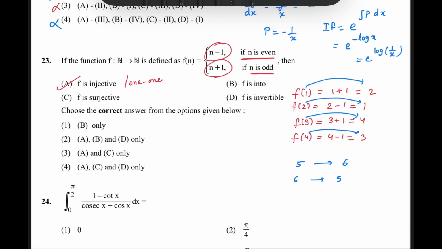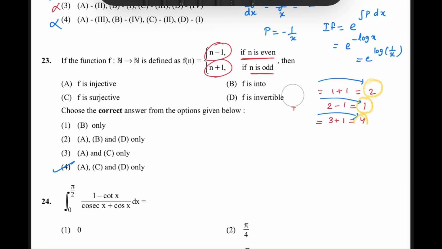So if f is injective, it is not into, right? If f is surjective, yes, f is surjective, because for every natural number you have a pre-image, right? Because all natural numbers are covered here. It's just a crisscross type of mapping. So f is surjective also. So if it is injective and surjective, it has to be invertible also. So options A, C, D are correct. So the fourth option, which says options A, C, D are correct. Okay, so a simple question from functions about injectivity and surjectivity.